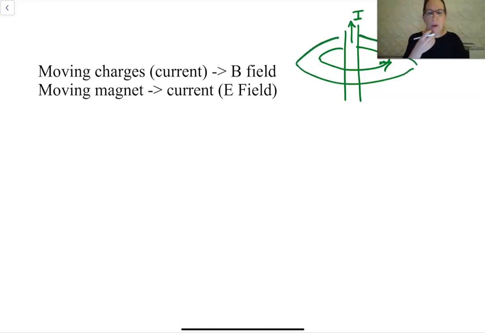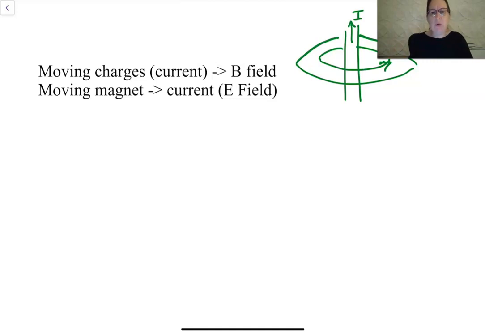But if we have moving charges that are caused by an electric field, that makes the charges move, that creates a magnetic field. The question is, does the reverse happen? And the answer is yes. If we have a moving magnet in certain situations, just like moving charges, then we can create an electric field and a current. And so we're going to look at how this is created.